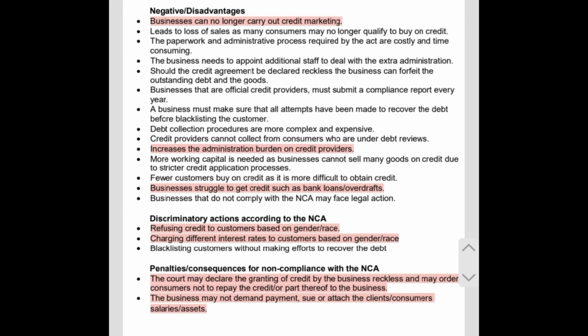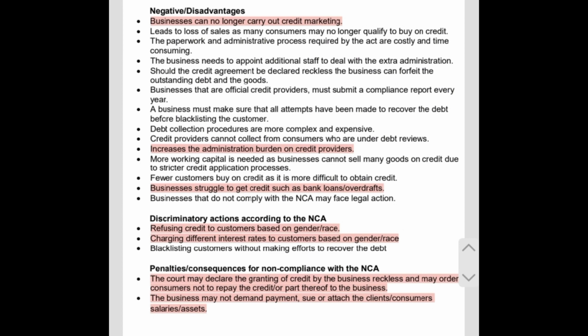Penalties or consequences for non-compliance with the National Credit Act. The business may not demand payment. So that means there are penalties if they don't comply with the National Credit Act. Number 2, the business may not charge any fee under the specific credit agreement. I hope that one I won't explain.